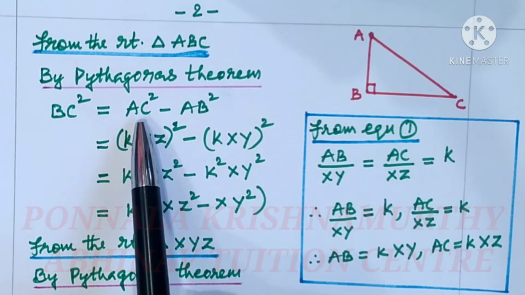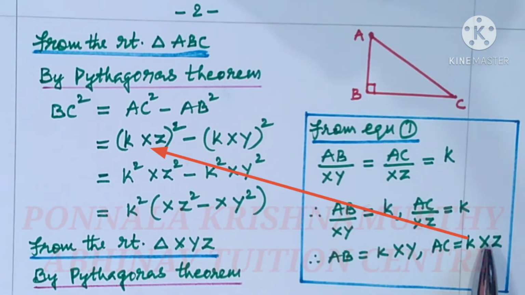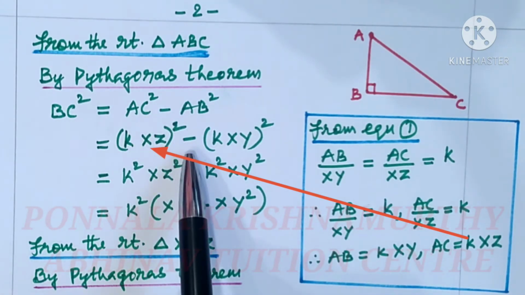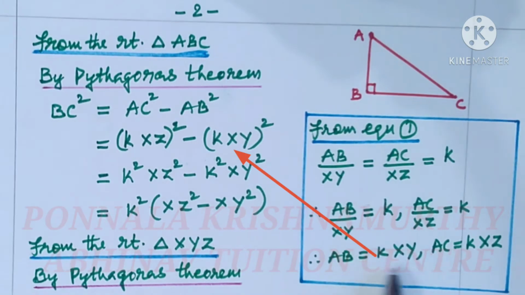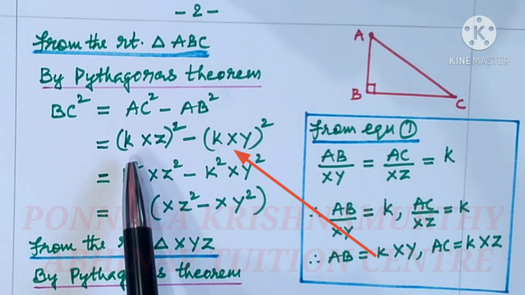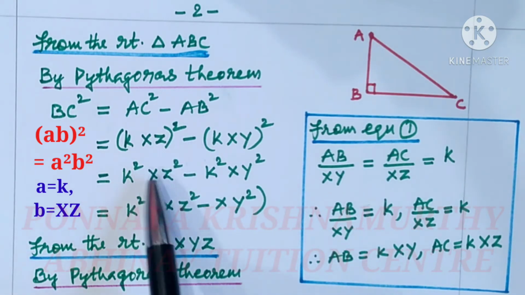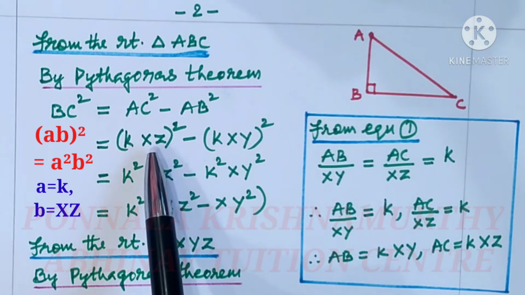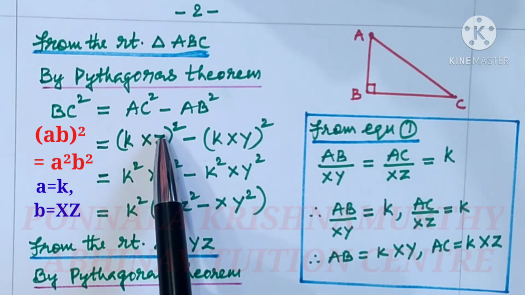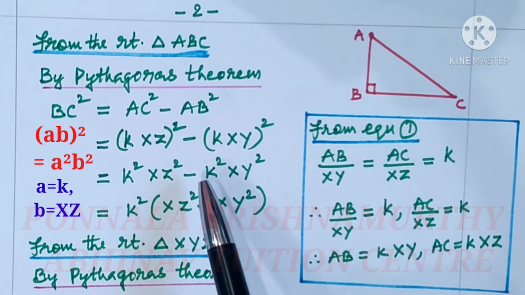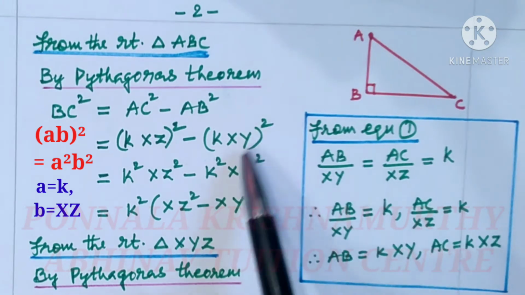Here in place of AC we substitute K XZ. So AC square becomes K XZ whole square minus AB square becomes K XY whole square. This is A, this is B. AB whole square is A square and B square. So observe carefully, this XZ is not X into Z, this is a line XZ. So we should not write X square and Z square. Similarly, here we should not write X square and Y square.